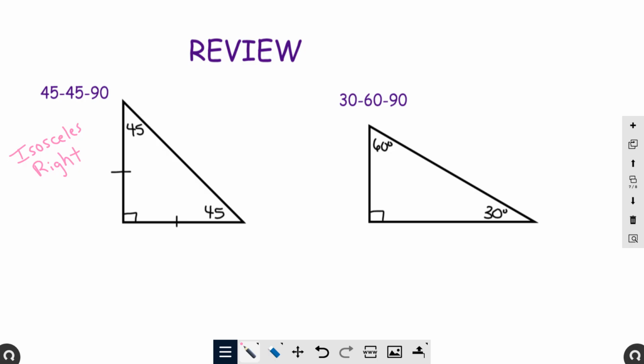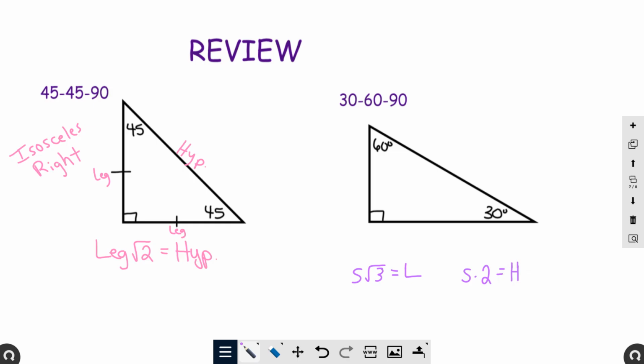All right, what's the shortcut for the 45, 45, 90? Good. Leg times the square root of 2 equals the hypotenuse. So we have a leg and a leg and a hypotenuse. If it's a 30, 60, 90, short leg times the square root of 3 is the long leg. And what's the other one? Short leg, multiply it by 2 is your hypotenuse.